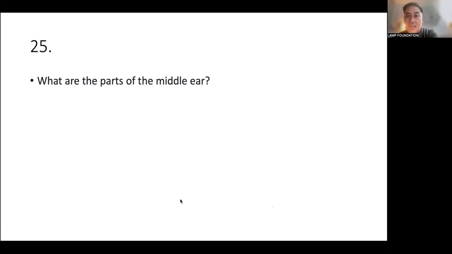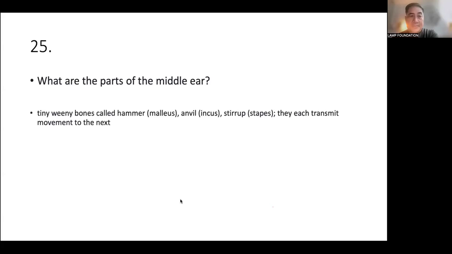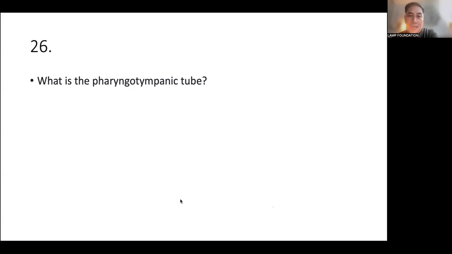What are the parts of the middle ear? The tiny bones called hammer, malleus, anvil, incus, stirrup, which each transmit movement to the next. Malleus, incus, stapes. What is the pharyngotympanic tube? The auditory tube that runs obliquely down to link the middle ear cavity to the throat, underneath the bones of the middle ear.